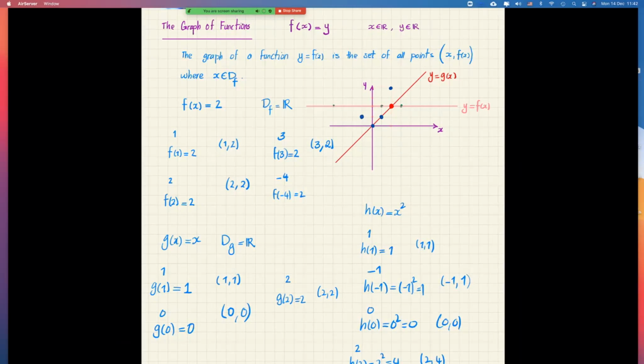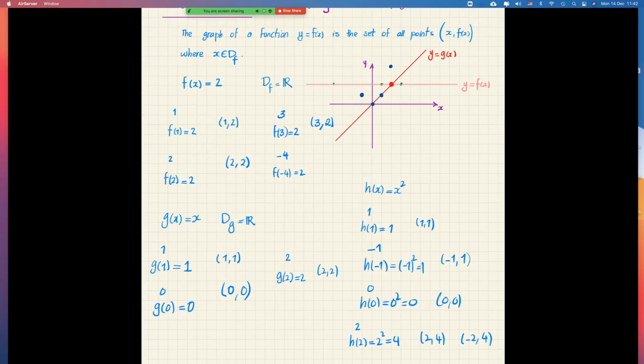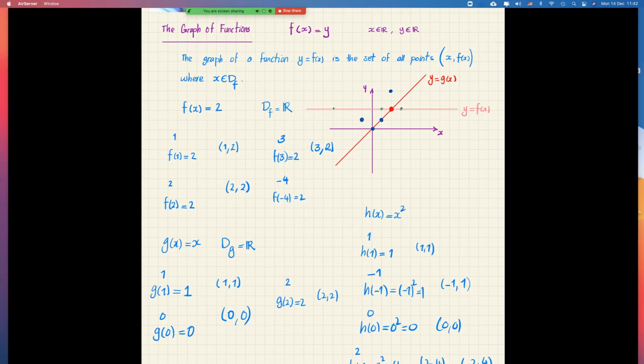And then if I give -2, you can see what happens, there is no enough space. Let me just write the answer. If I put -2 in my function, -2 to the power 2 is again +4. So this point should also be highlighted, it means (-2, 4). But then you see that you are in trouble.